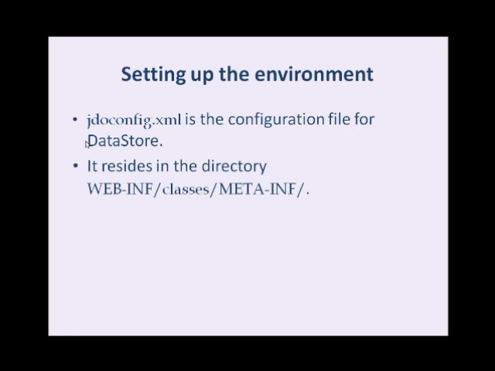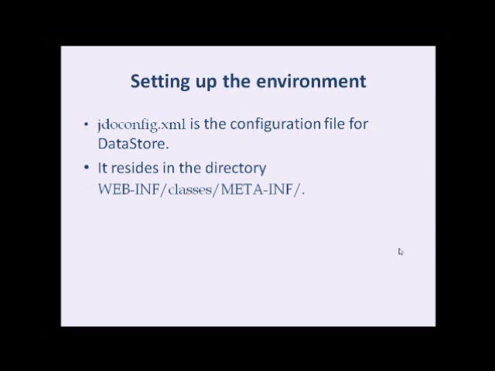What do we need to start using JDO in our web app engine applications? We need to set up the environment. We need a JDO config XML file, which is the configuration file for the data store. This file is an XML file that resides within the web application. If we are using Eclipse and Google Web Toolkit plugin, this file is already there for us. If we are using something else, we need to create it manually in this path, WEB-INF/classes/META-INF.